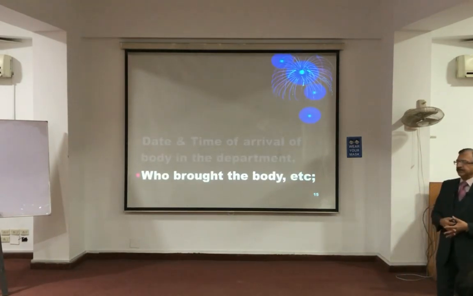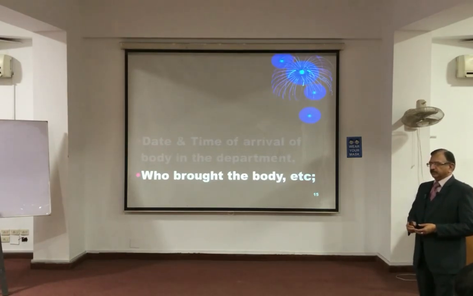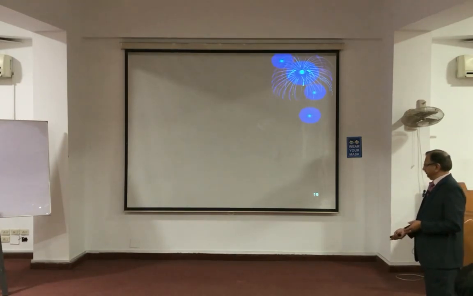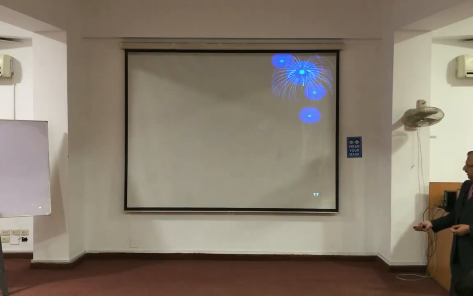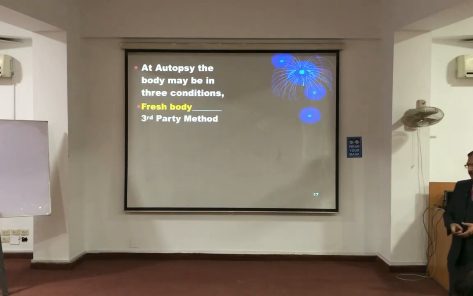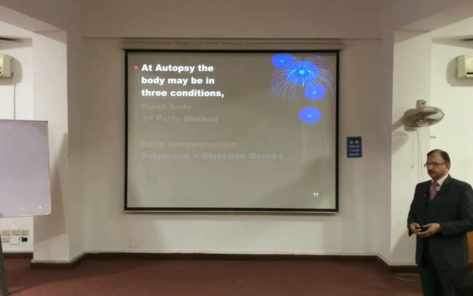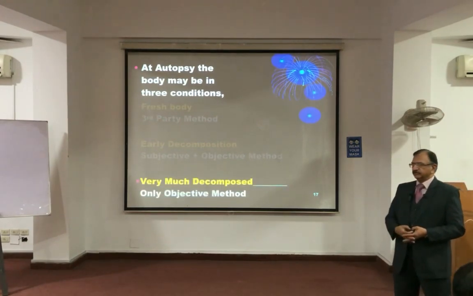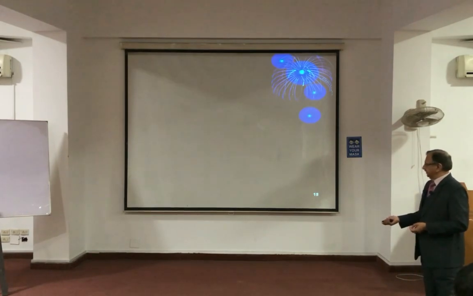Then who brought the body? The names of the constables from the police station are written down in the entry registers and in the autopsy report because they are produced as witnesses in the courts. Identification: there are usually 3 situations. In fresh bodies, it is by the third party method, and in early decomposition, usually we apply the subjective and the objective method, and in advanced decomposed bodies, it is only the objective method of identification.